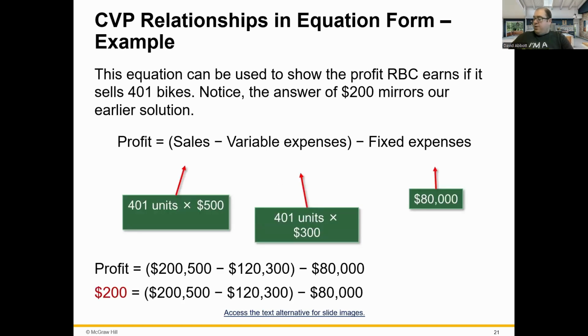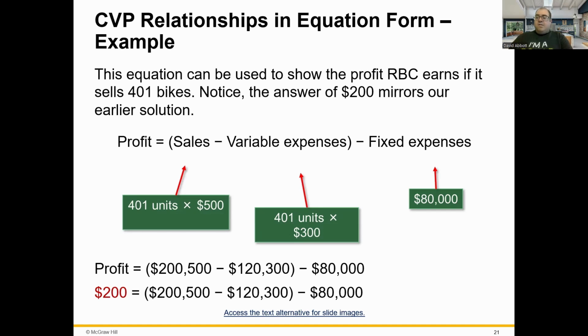So let's look at an example using the equation, the same examples we looked at earlier. This equation can be used in order to figure out what the profit would be if RBC was to sell 401 bikes. Notice the answer of 200 mirrors what we had figured out previously. So our sales would be 401 units times $500 apiece, which is 200,500, minus our variable expenses, which is $300 a unit. So 401 units times 300, which is 120,300.